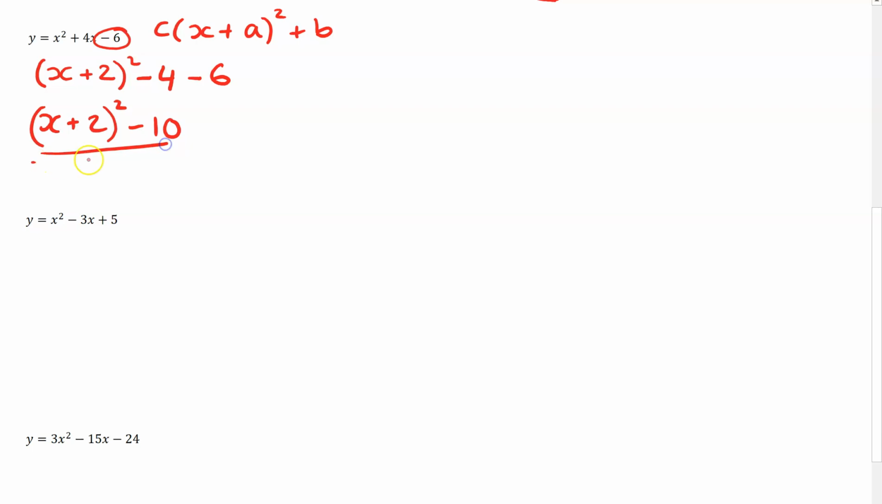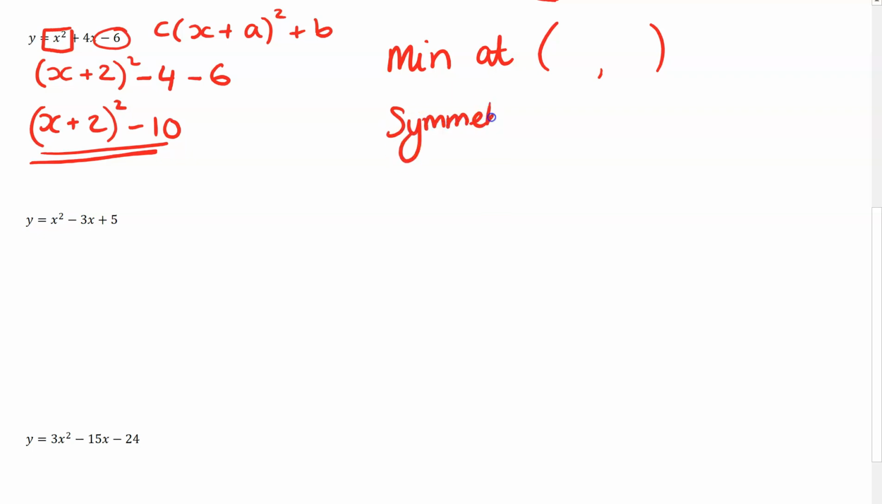Okay, that is your completed square form, but how do you get the minimum points out of it? Or maximum points? Is this one going to be a minimum or a maximum, do you think? It's going to be a minimum because it's a positive x squared graph, so it's not an upside down parabola. So your minimum is at, and then we need the coordinate, and we want the line of symmetry.